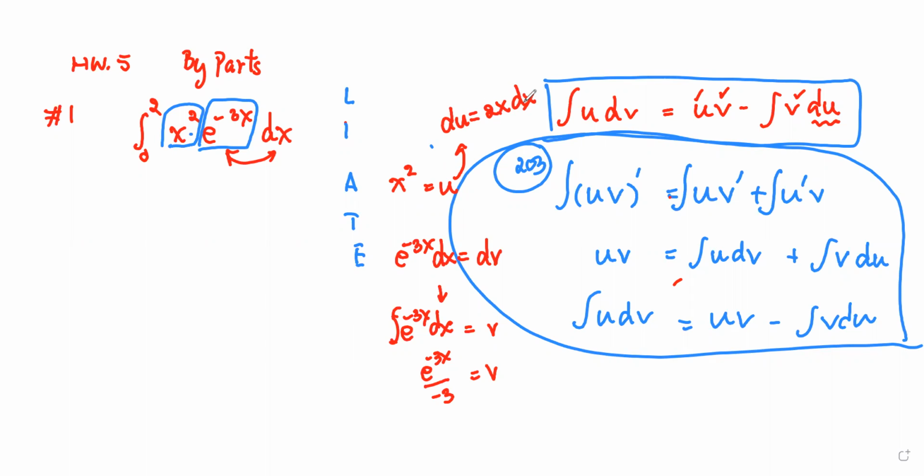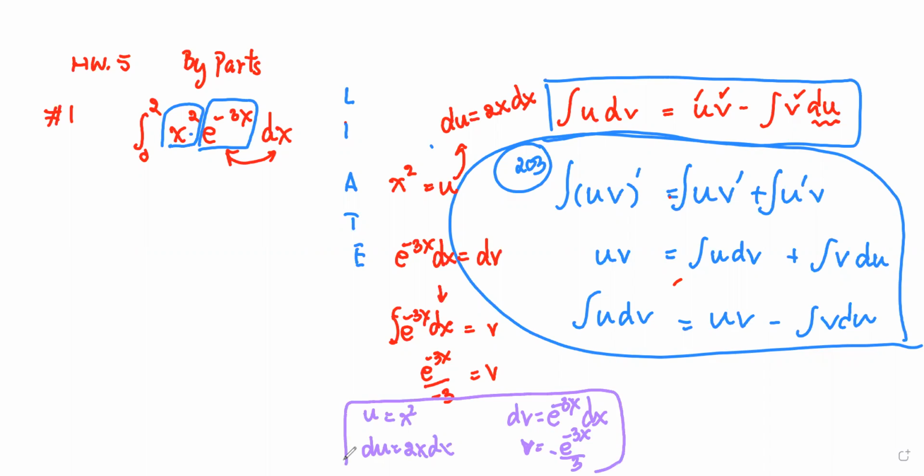So I'm going to write a summary of the prep work. Now we have u as x squared, so du is 2x dx. The dv is e to the negative 3x dx. The v is negative e to the negative 3x over 3. You need these 4 pieces and then bring them into the formula.